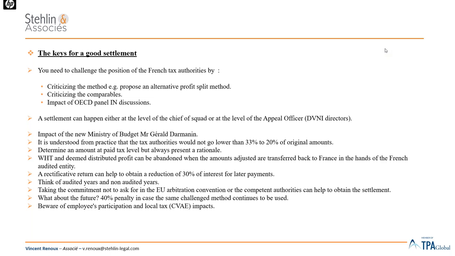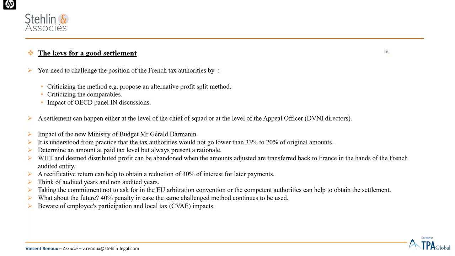And when you go for a settlement, we saw that you can avoid the withholding tax cost, but you have to pay corporate tax, of course. But you have to think of employees' participation. This is a compulsory scheme where the employees have a participation that is calculated on the taxable income. So employees' participation will be a cost that you will have to pay. And you have to think of the local taxes, that is the CVAE that I mentioned, that is the 1.5% applicable on the added value produced by the company.